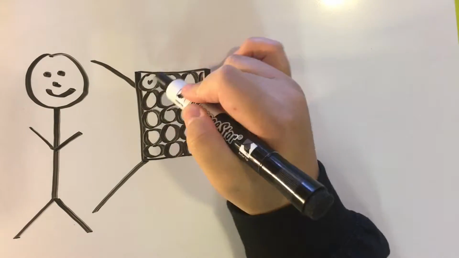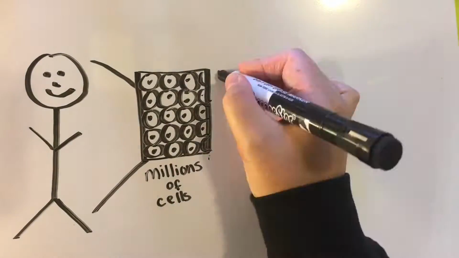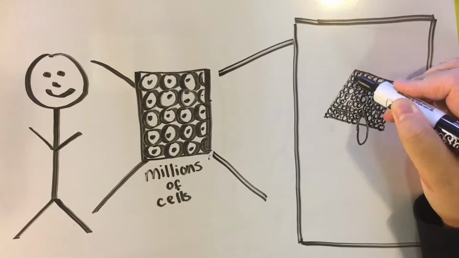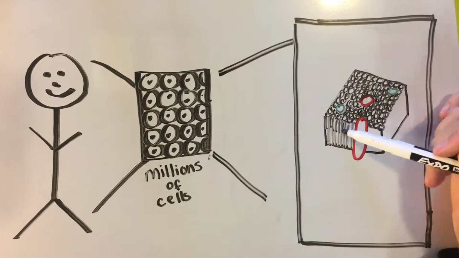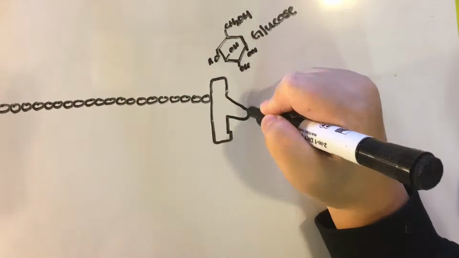Now that we're talking about the energy of cells, let's get to know more about the actual cell itself. As you may all know, we are made of millions of cells. These cells have different types of transporters that are used for various reasons, such as bringing nutrients into the cell. Each transporter has a different purpose. Glucose has its own transporter.